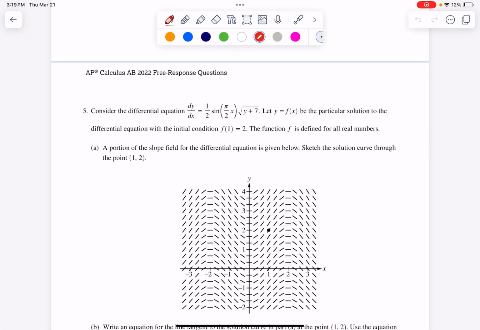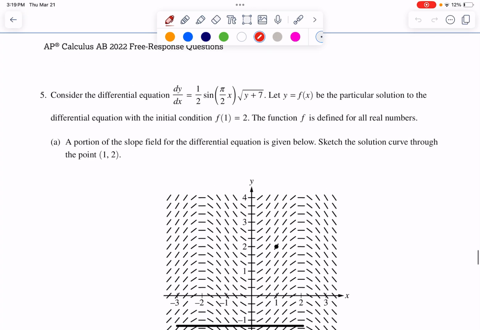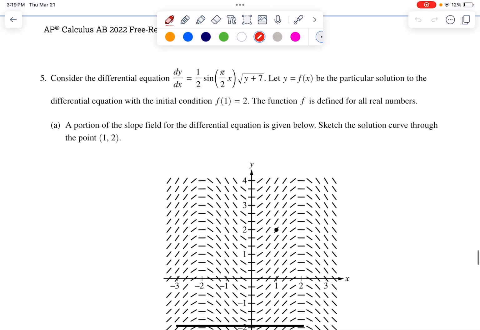All right, in this video, I'll do the last two problems from the 2022 exam. So for number 5, we're given this differential equation. I won't read it out loud. Let f of x be a particular solution to that differential equation with initial condition f of 1 equals 2. We're told that f is defined for all real numbers.